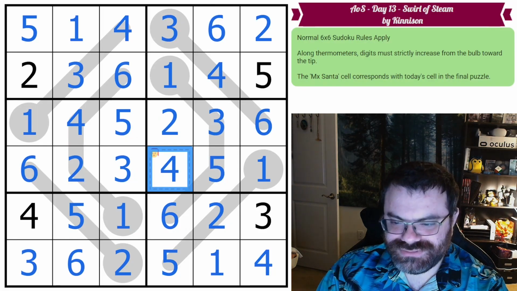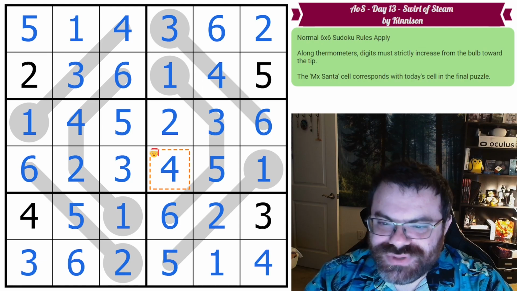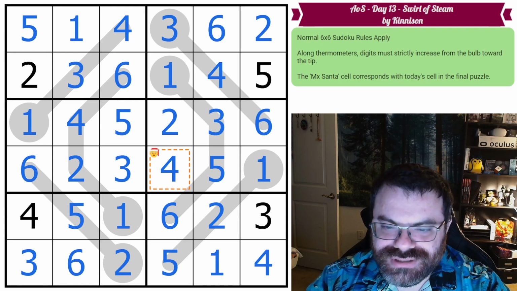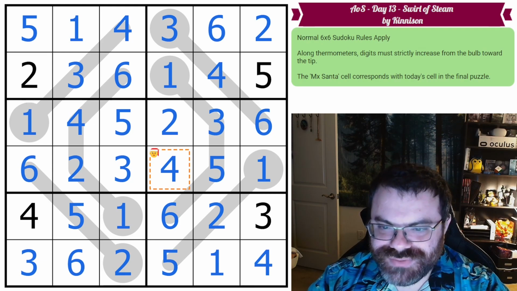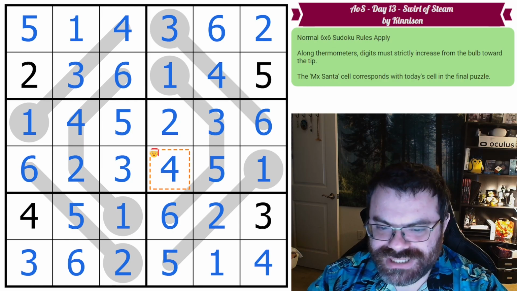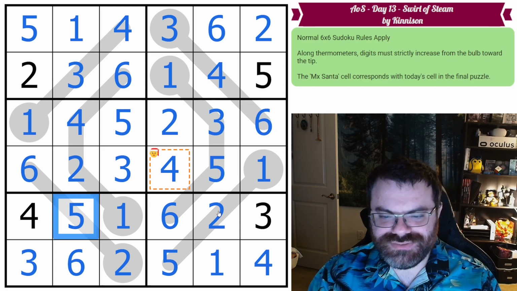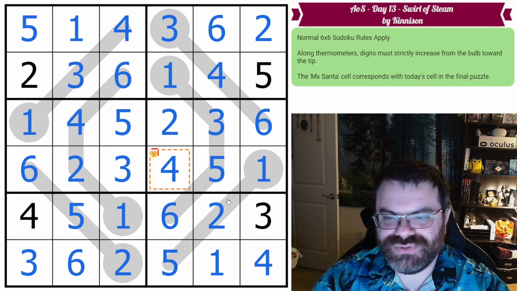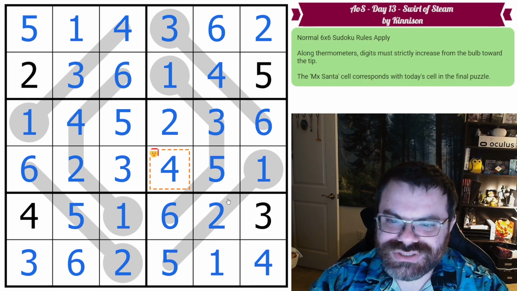Nice. 5-minute solve. Not too bad. How'd you do on this one today? I feel like it was a little bit trickier. It kind of teaches you that it can be extremely helpful to pencil mark the thermos with their actual possibilities, which then exposes how they interact with each other with pairs or triples or things like that. So that was pretty fun.